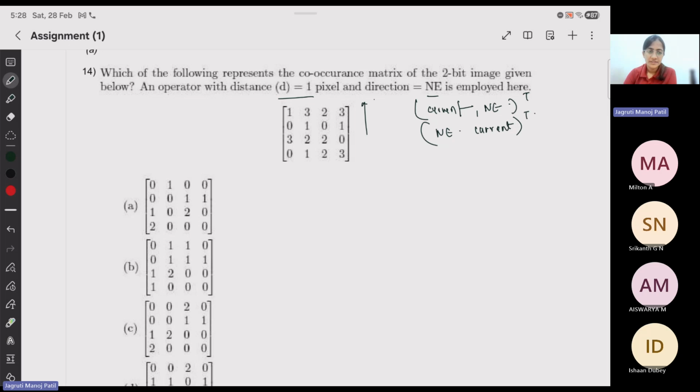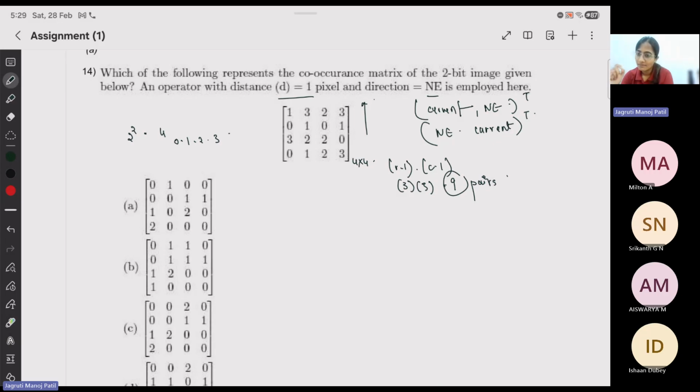In this case, we see that this is a 4x4 given matrix. Since it's 2-bit, the values of the pixel would be at most 2 raised to 2, that's 4, so 0, 1, 2, and 3. The gray level occurrence matrix is 4 times 4. How many pairs will you have? You'll have row minus 1 times column minus 1 pairs, so 3 times 3, which is 9 total pairs. Out of these 9 total pairs, you'll have to see which ones are the valid northeast neighbors.